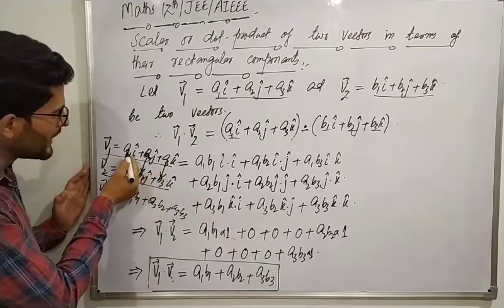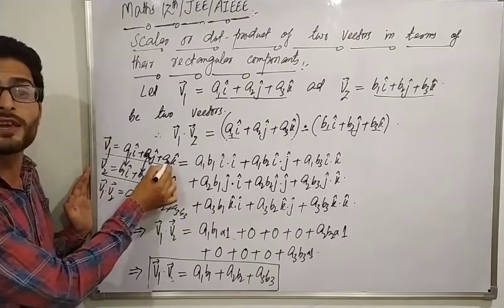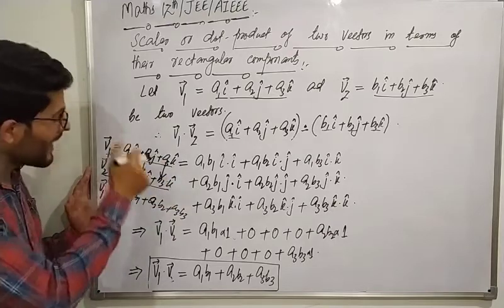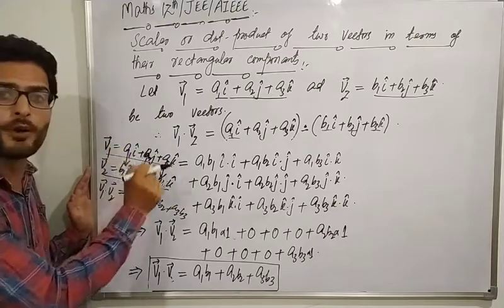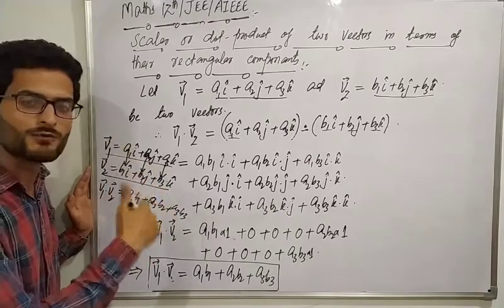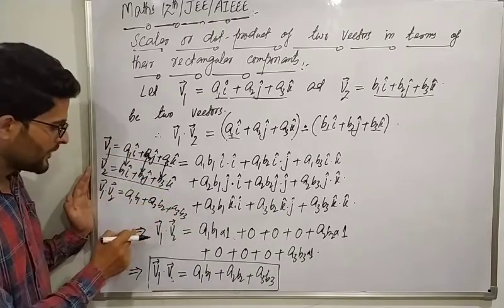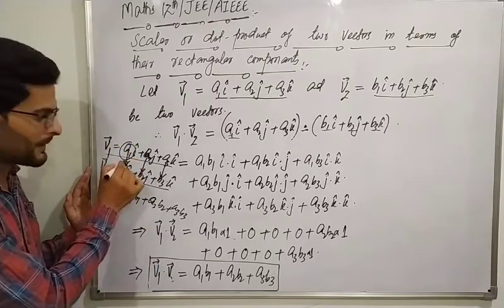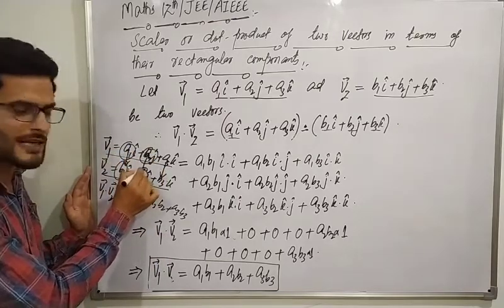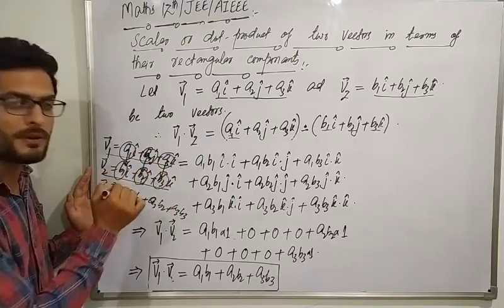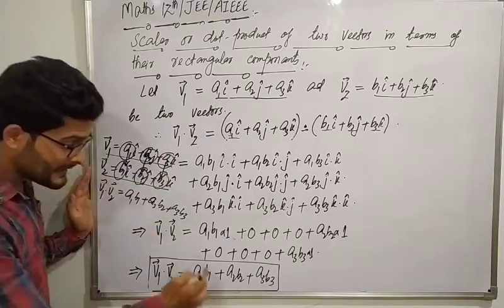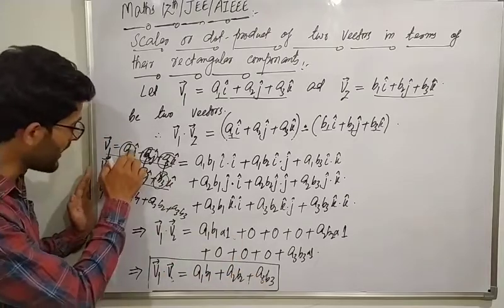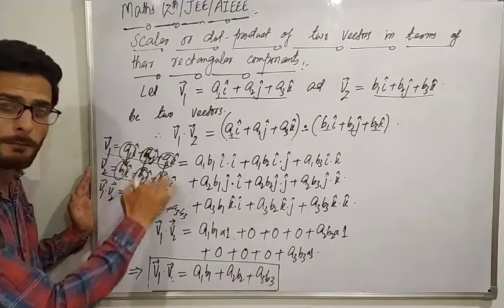b3 के साथ। But what are a1 a2 a3? Scalar components. So we have to find the product of corresponding scalar components, and after finding their product we have to add them. So the dot product of two vectors is a1 का मल्टीपल b1 के साथ प्लस a2 का मल्टीपल b2 के साथ प्लस a3 का मल्टीपल b3 के साथ. So that is the sum of products of the corresponding scalar components.